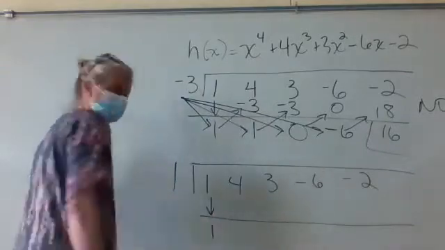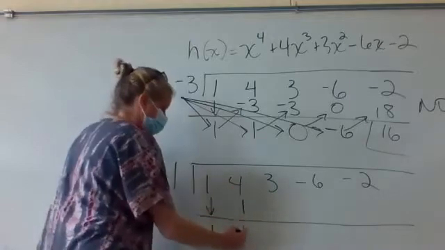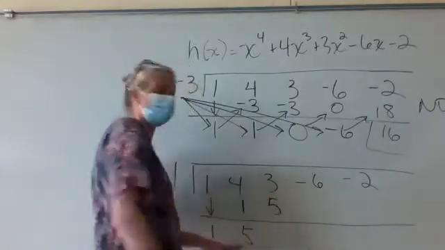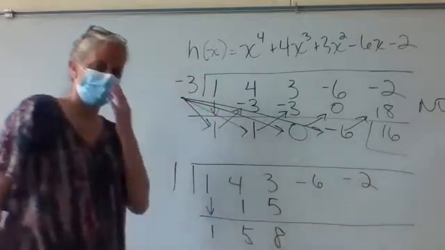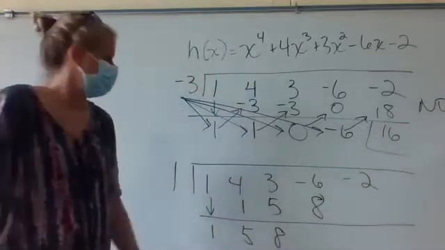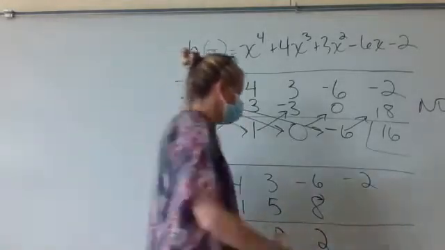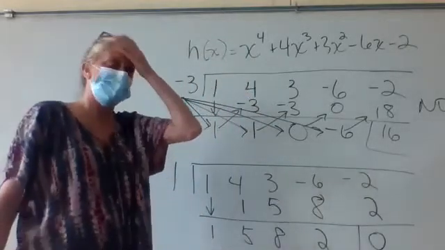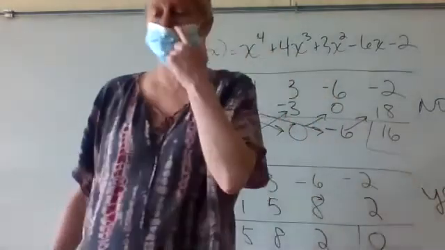Okay, drop down the 1 and start your multiplying. 1 times 1 is 1. Add that straight down, it gives me 5. Do it again. 1 times 5 is 5. Add that straight down, it gives me 8. 1 times 8 is 8. Add that straight down, negative 6 and 8 is 2. And 1 times 2 is 2. So when I do add that straight down, I do get a 0, which just means, yes, 1 is a 0 of the function.